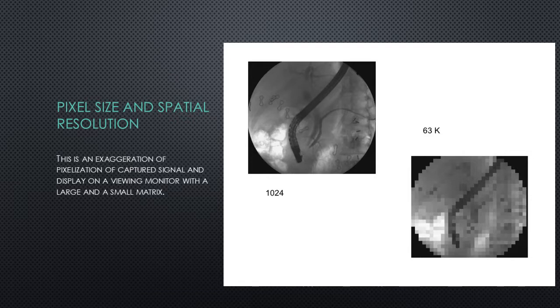So looking at these two images, which one has the larger matrix? Well, the answer is 1024, because remember that the larger the matrix, the smaller the pixel.